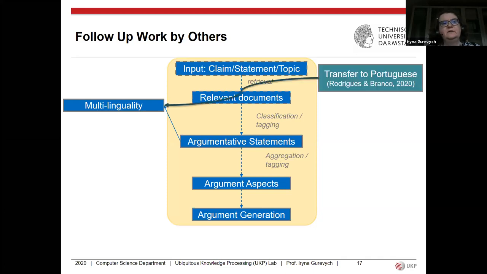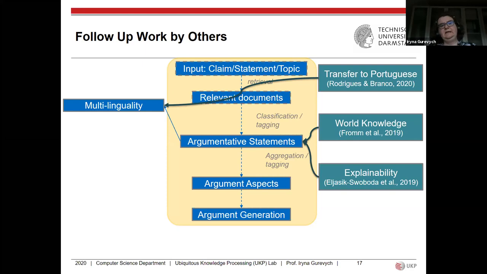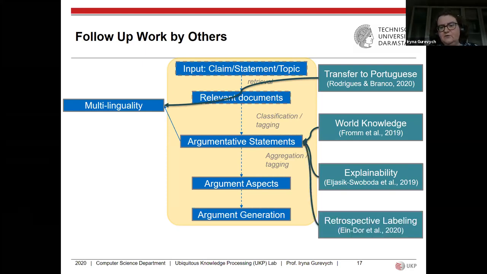Based on our data set, there have been several follow-up works by others. For example, the data set has been transferred to other languages. Other groups have worked on integrating world knowledge into neural models or explaining the classification decisions. And also there has been very interesting work on retrospective labeling by IBM, where they have used our data set to bootstrap a classifier and collect an even much larger data set than ours.